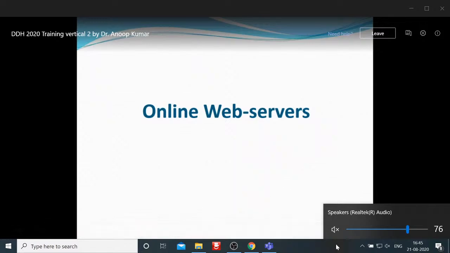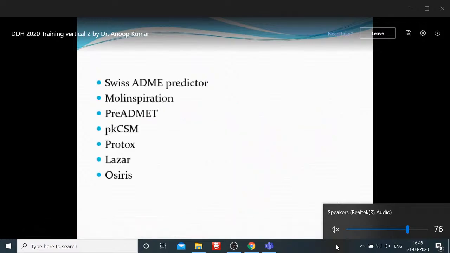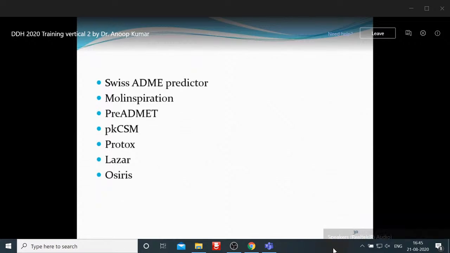Among the online web servers available for these predictions, you can get a number of well-known servers: SwissADME Predictor, Molinspiration, PreADMET, pkCSM, ProTox, Lazar, Osiris. There are many online web servers. These servers predict the parameters I have told you about. They predict absorption on the basis of Caco-2 cell line permeability, MDCK. They predict drug likeness on the basis of Lipinski's rule of five. So all these predictions these servers do.